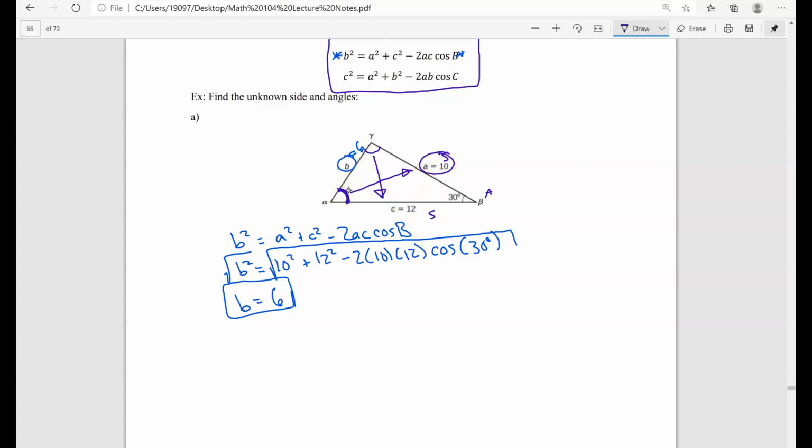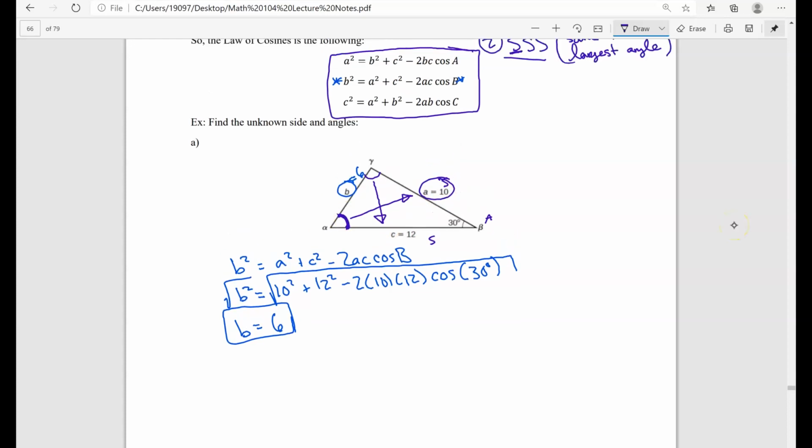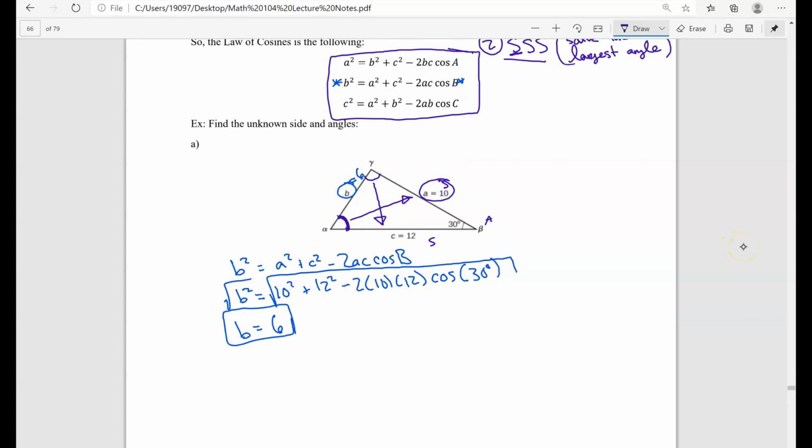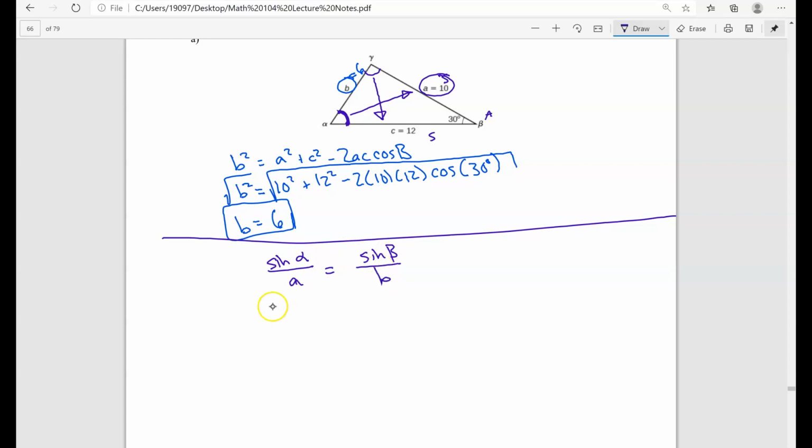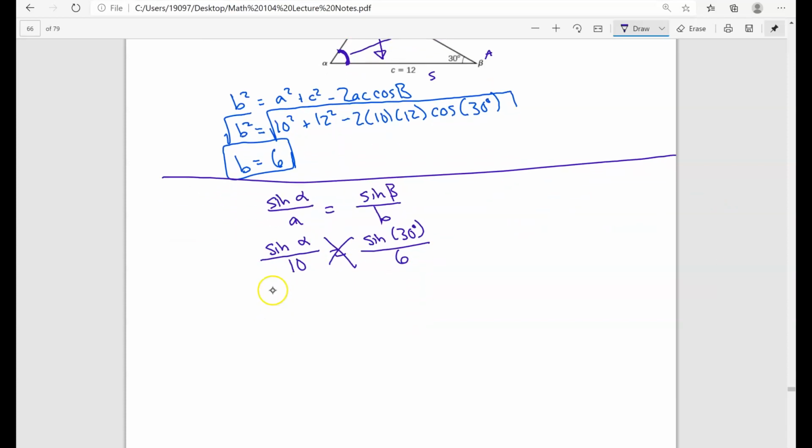Now here you actually have a couple options. You can use the law of cosines again, but you can see that it's going to be really computational. What I would suggest is just use the law of sines to solve for the other angles. So I'm going to use sine alpha over A equals sine beta over B. So sine alpha divided by A, which is 10, equals sine of 30 degrees divided by B, which is 6. So 6 sine alpha is equal to 10 sine 30 degrees.